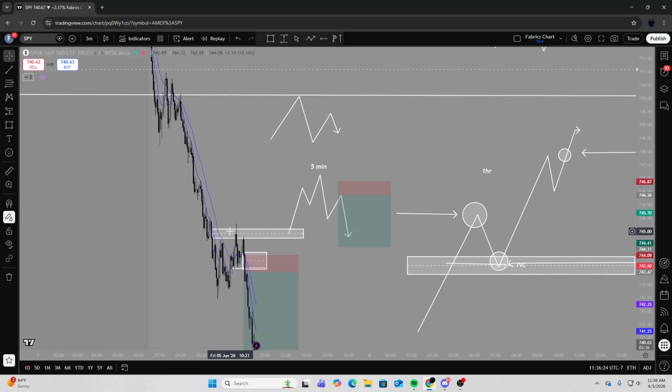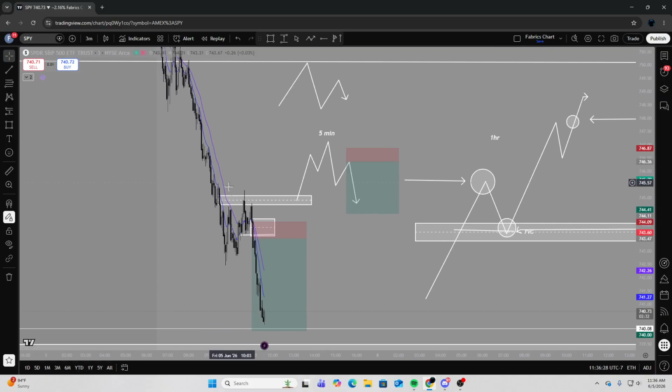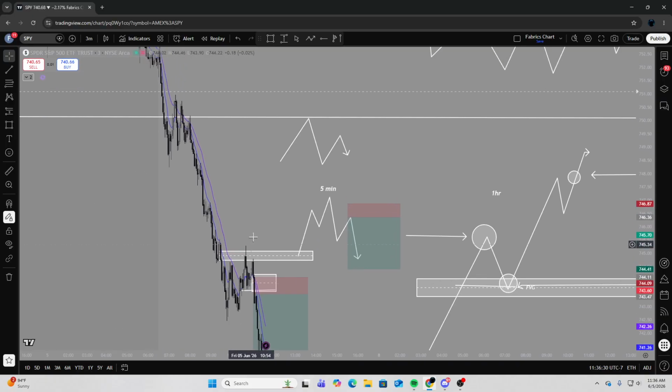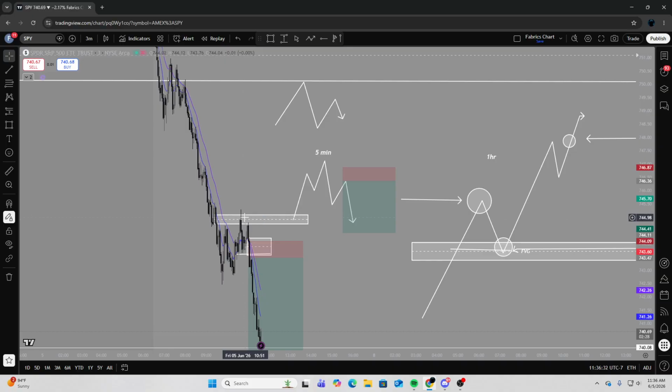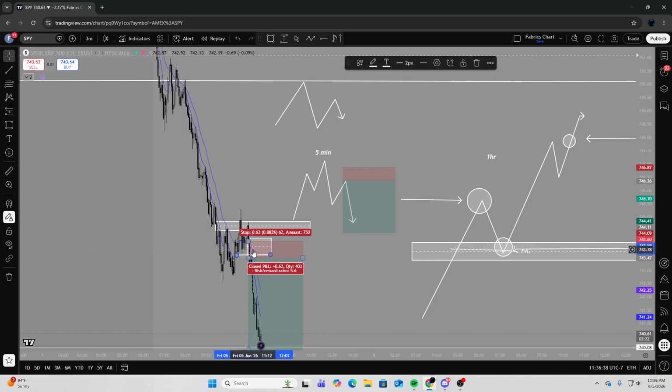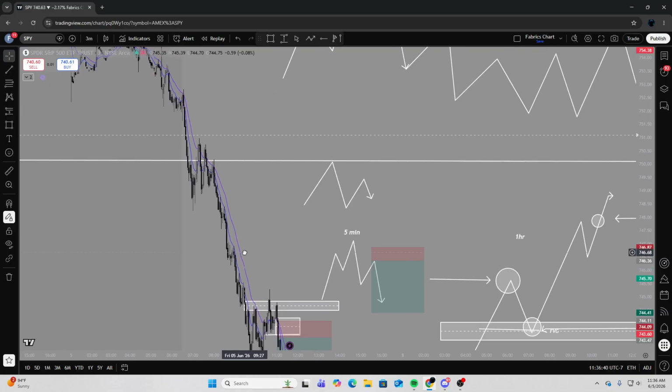And this is how you find your continuation model. You find where your resistance or your support is. For example, this is a bearish continuation model, right? We find our resistance, which is this 3-minute fair value gap. We find our confirmations, which is this change in the state of delivery and this fair value gap here. Boom, to the downside, right?